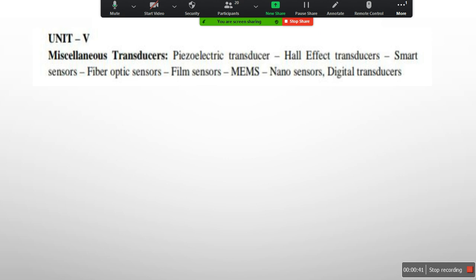Okay, so fine. These are the contents which are present in your fifth unit. The first type is the piezoelectric transducer, in which we will be learning about the basic principle of the piezoelectric transducer, and after that, what the piezoelectric acceleration transducer is, what the applications are, and what the advantages and disadvantages are. Similarly, Hall effect transducers: what the basic principle of the Hall effect is, and what the different types of parameters available in this are.